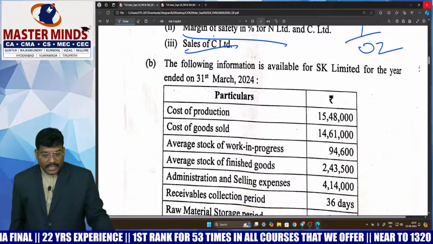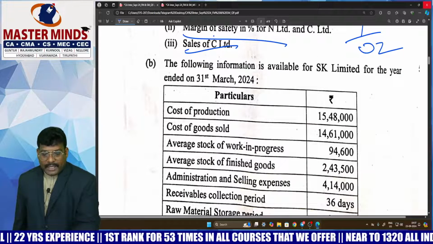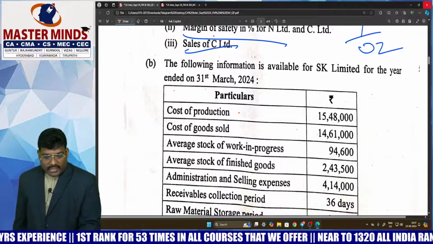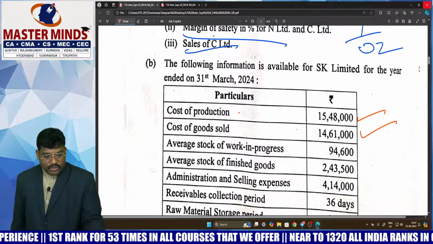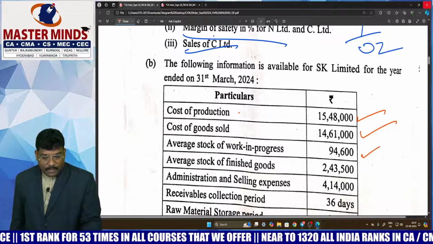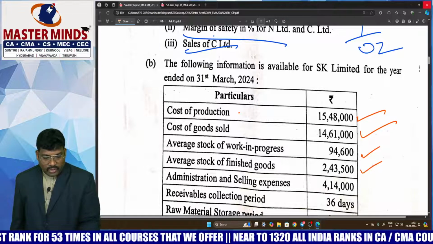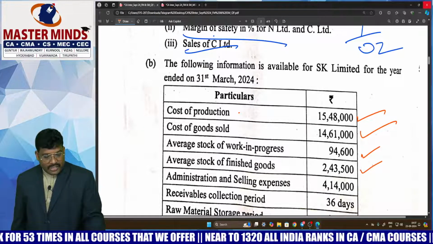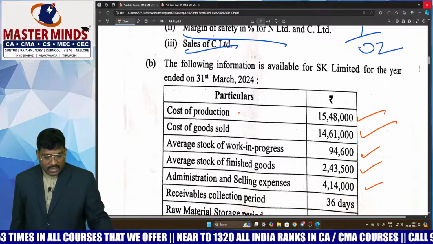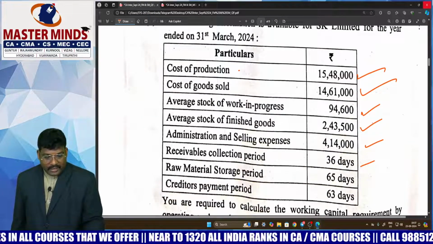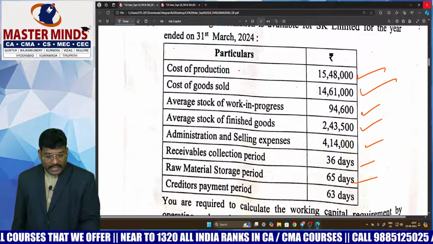Thereafter, if you come to the next one, it is working capital management, right? This question is cost of production, cost of goods sold. So average stock in work in progress, average stock of finished goods, whereas administrative selling expenses 4,14,000, receivable collection period, raw material storage period, credit period.